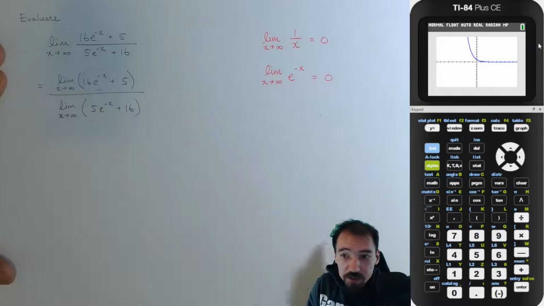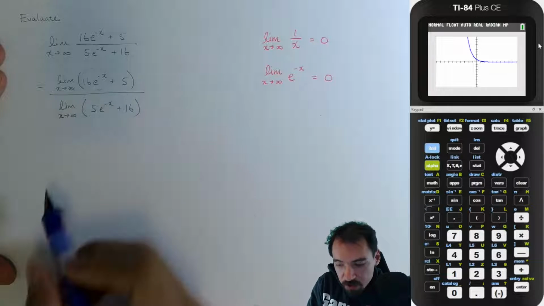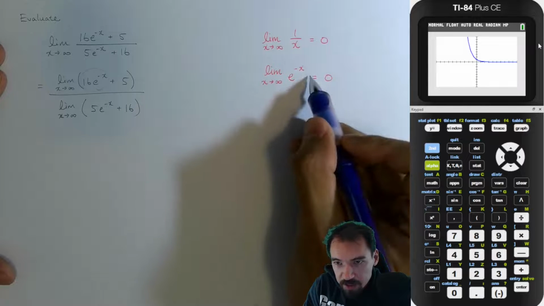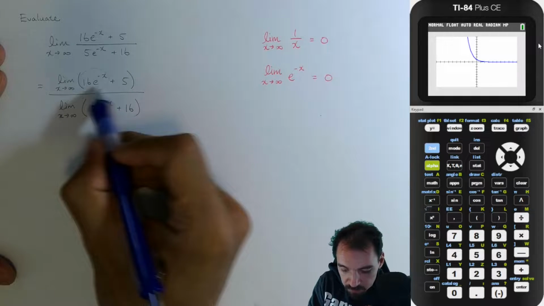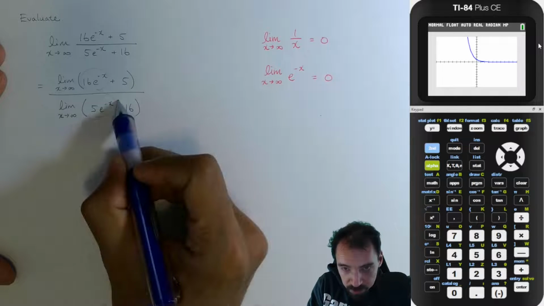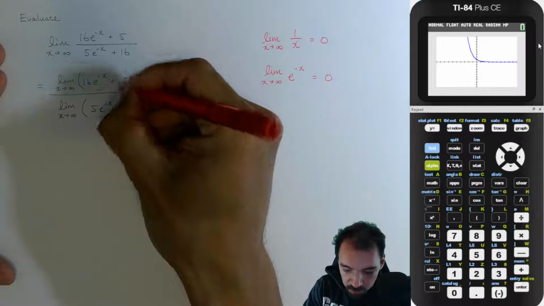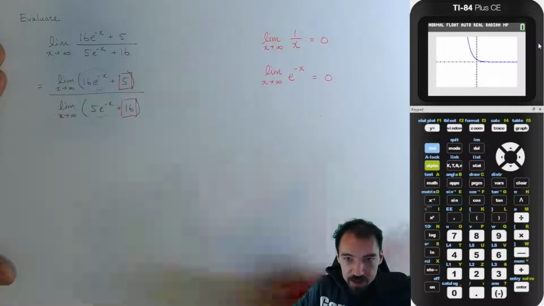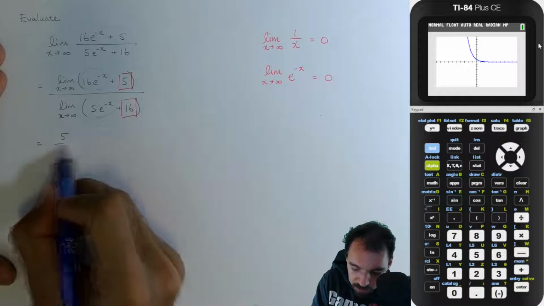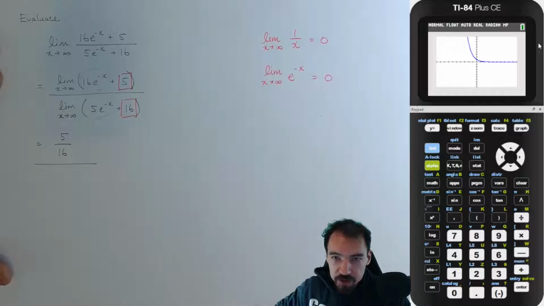So I'm not going to write out the whole process of splitting the limit into this limit plus that limit. We're just going to say, all right, the limit of e to the minus x as x approaches infinity is 0. So this part is going to become 0. This part is also going to become 0, which means the only things that are going to be left over are the 5 and the 16. So I can quickly say that my answer is 5 over 16.